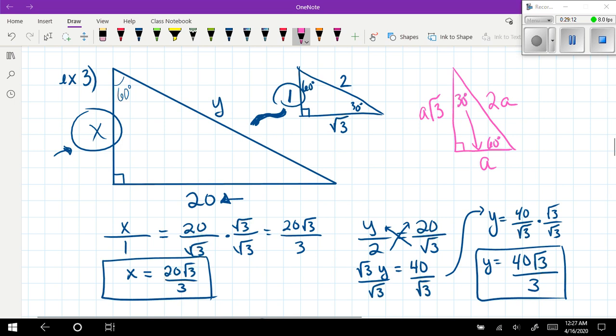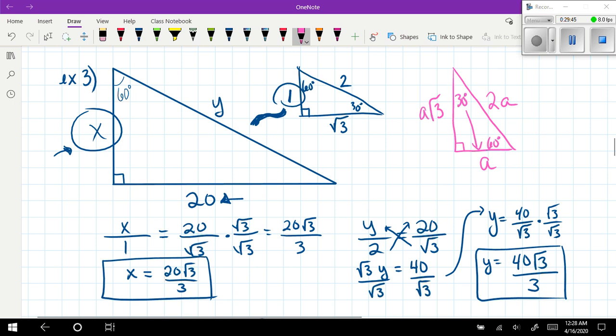So here you can start to develop a few rules. Like if you know your short leg and you want to find the hypotenuse, you simply double the short leg to get the hypotenuse. But if you know the hypotenuse and you want the short leg, you would take the hypotenuse and divide by 2 to get the short leg. If you knew the short leg and you wanted the long leg, you would take the short leg and multiply by root 3 to get the long leg. Or if you knew the long leg and you wanted to get the short leg, you would take the long leg and divide by root 3 to get the short leg.